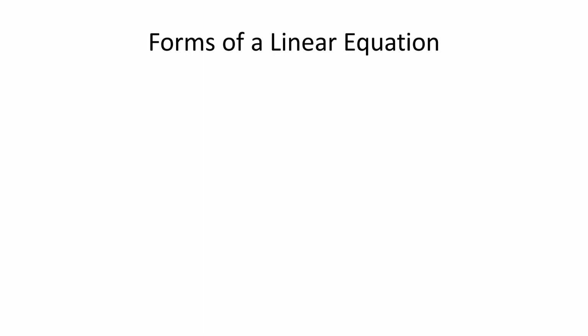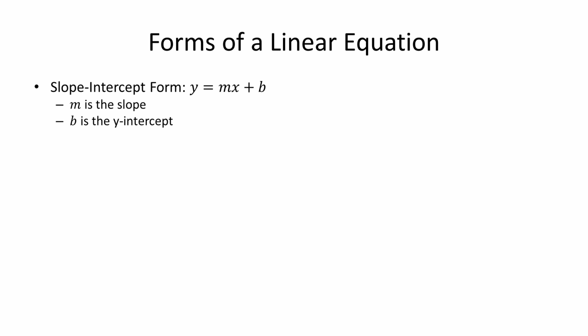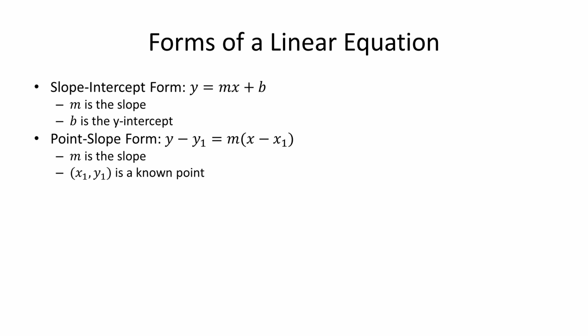So there's multiple forms that a linear equation can take. The first form is the slope-intercept form, which is y equals mx plus b, where m is the slope and b is the y-intercept. The second form that a linear equation can take is the point-slope formula, which is y minus y sub 1 equals m times (x minus x sub 1), where m is the slope and (x sub 1, y sub 1) is a known point.